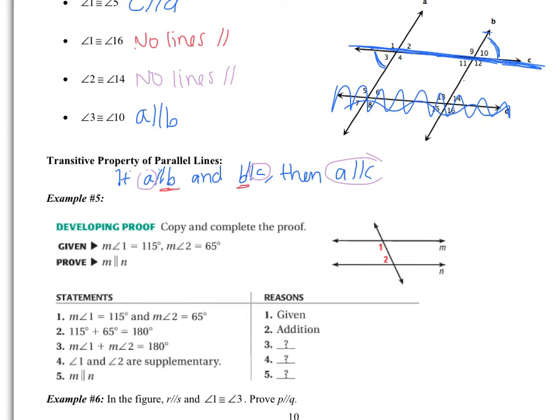So let's look at our first proof, which is example 5. It says copy and complete the proof. The measure of angle 1 is 115.